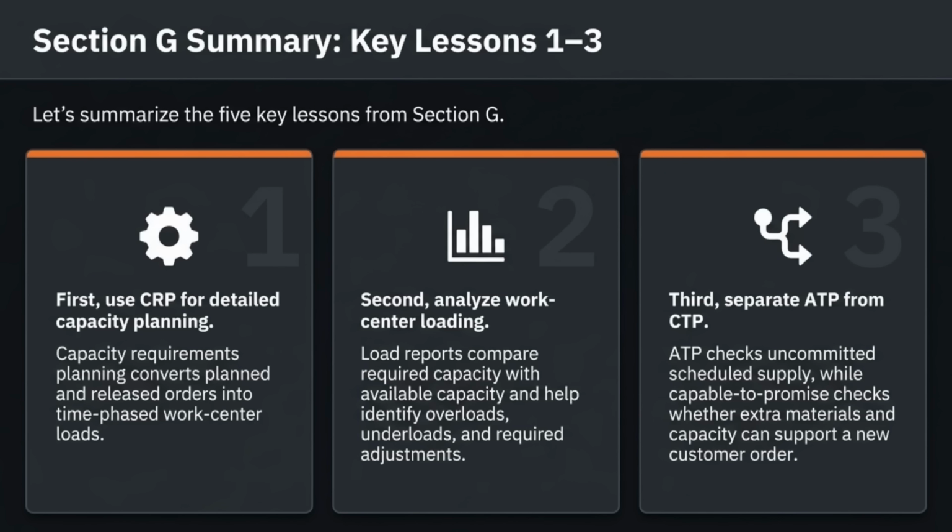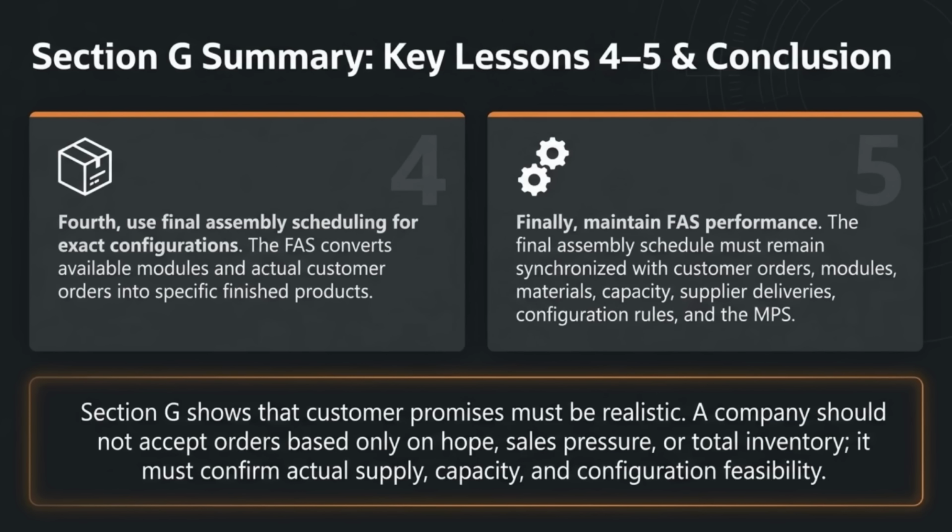Third, separate ATP from CTP. ATP checks uncommitted scheduled supply, while capable to promise checks whether extra materials and capacity can support a new customer order. Fourth, use final assembly scheduling for exact configurations. The FAS converts available modules and actual customer orders into specific finished products.